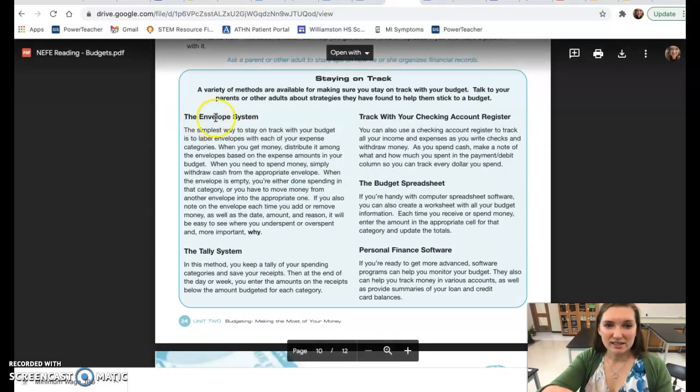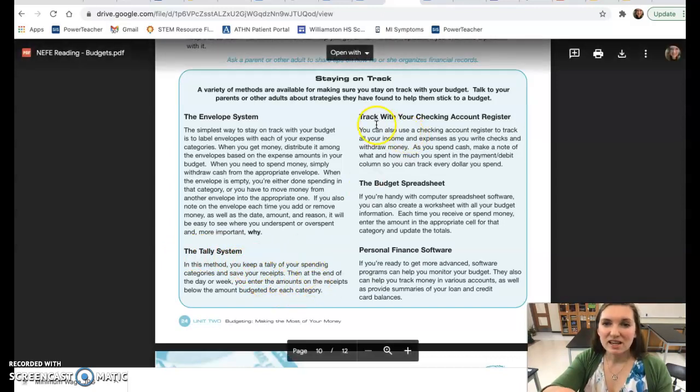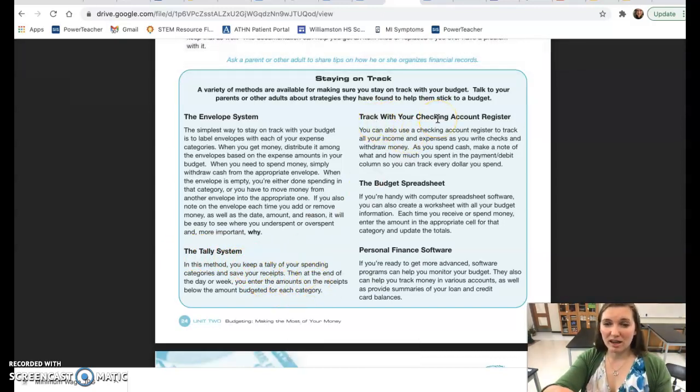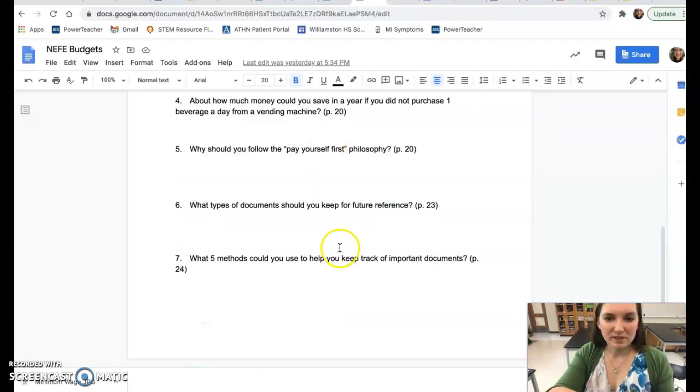You can stuff things in a labeled envelope. You can tally the things that you spend money on, and you keep those receipts. You can keep track with your checking account register. You can make a budget spreadsheet. That's something I personally do and believe in a lot. And you can use personal finance software like Quicken Loans or TurboTax or things like that that can help you stay organized, okay? So that's that one.